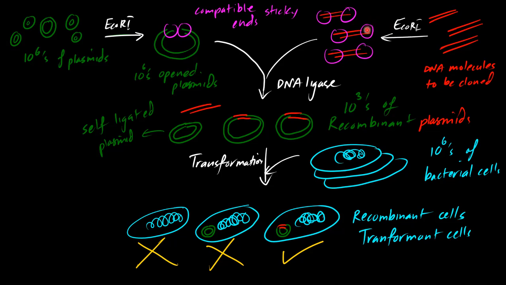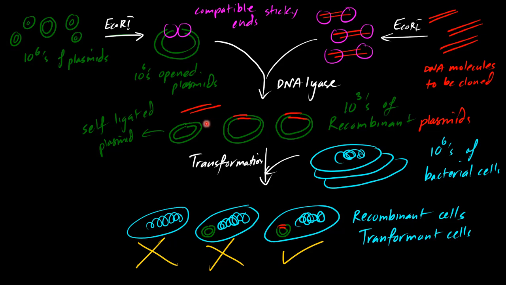So now we have sticky ends on both ends of the DNA fragments, and these sticky ends are compatible with the sticky ends generated on the plasmid. Another enzyme called DNA ligase can make phosphodiester bonds and can join the inserts with the plasmid like this. And the result is a recombinant plasmid.